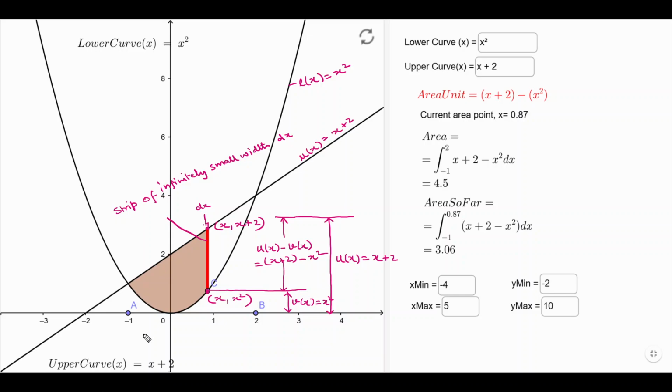So we have found the width of the strip, which was dx, and the height of the strip as u of x minus v of x. If we multiply them together, we find the area of this strip. So let's write the area of the strip, and that will be equal to the upper function minus the lower function, that's the height of the strip, multiplied by dx.